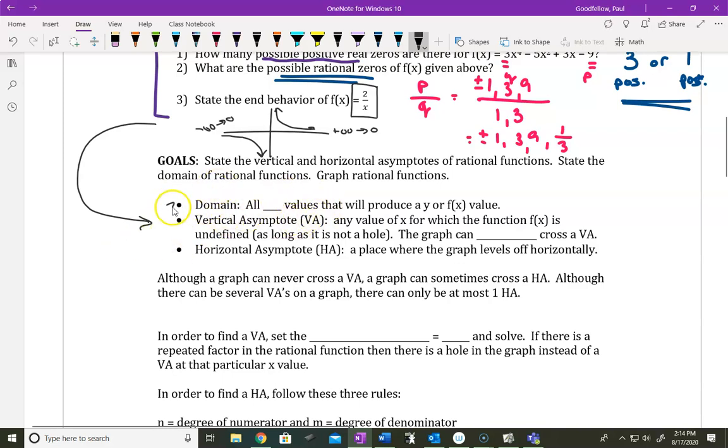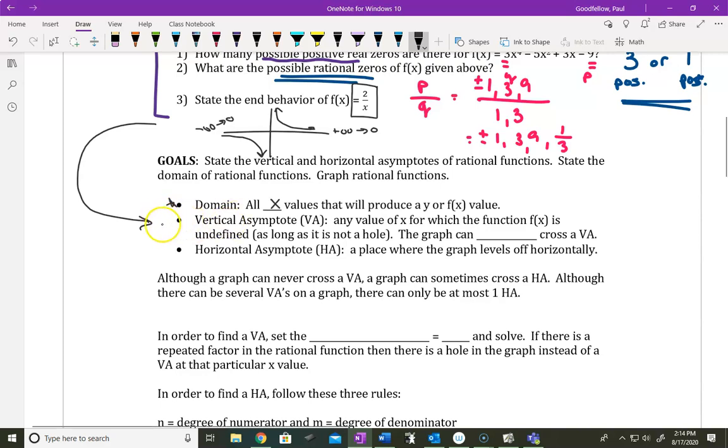Now, let's go through each one of these steps. In some of these, I agree and disagree that they're worded in certain ways. So it says all x values that will produce a y or f of x value. So the domain is, if you plug something in, is it going to give you something out? That would be a valid domain. We're not talking about domains that end up generating asymptotes. We're ultimately saying, is there an x value that can be determined and make a y?